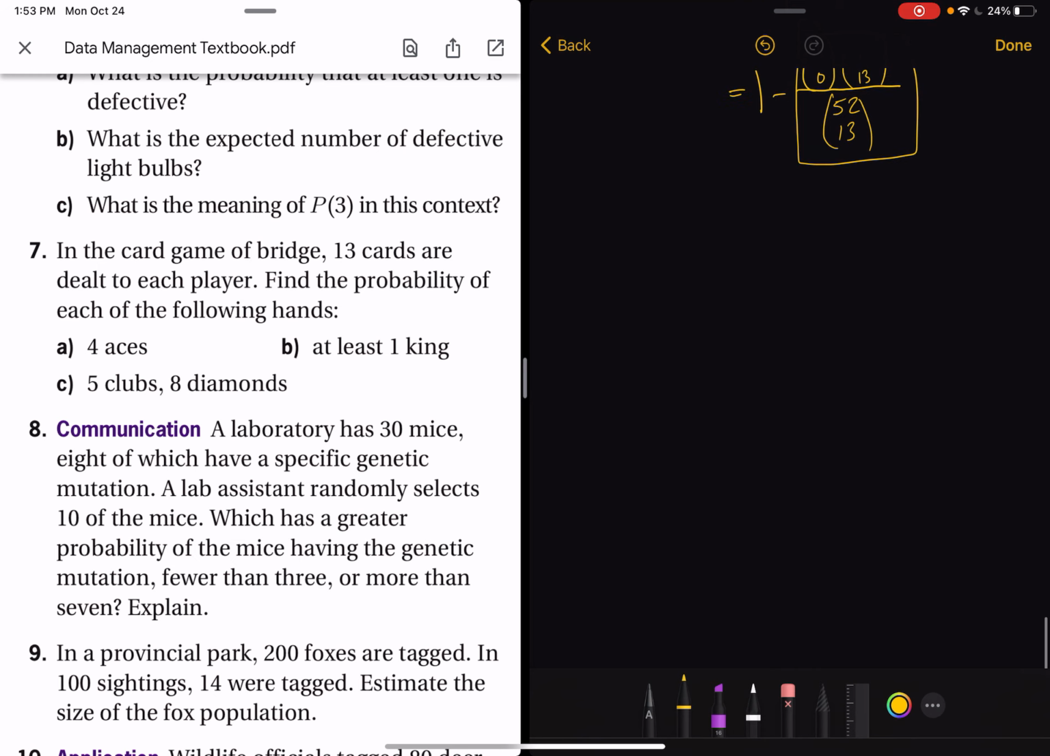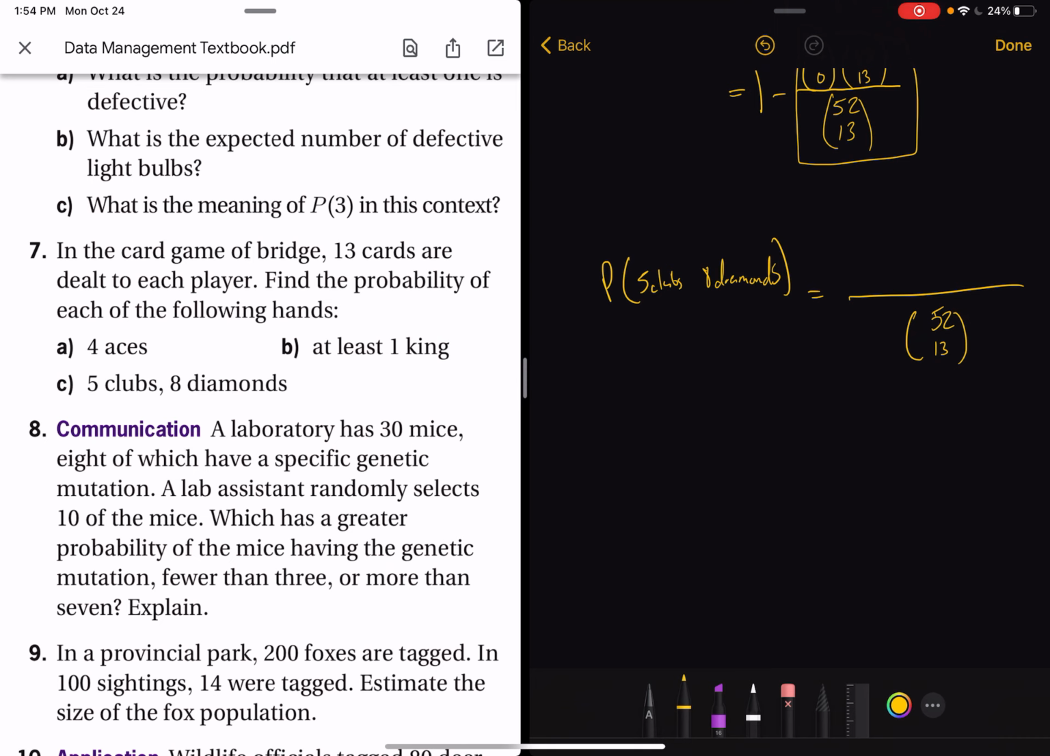Okay, so probability of 5 clubs and 8 diamonds. Let's do that. So the probability of 5 clubs, 8 diamonds equals, well, the bottom stays the same, 52 choose 13. That's the total number of ways to do it. Now, how many ways are there to select 5 clubs?